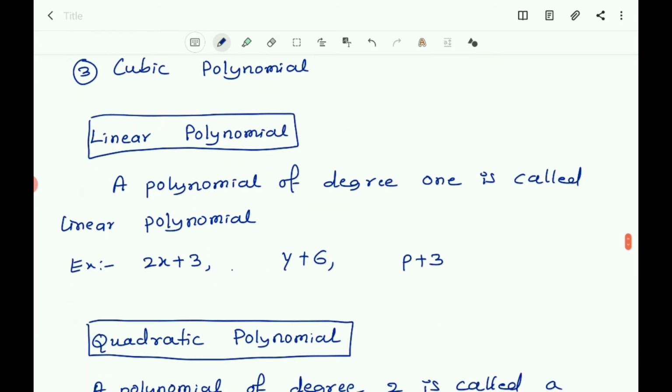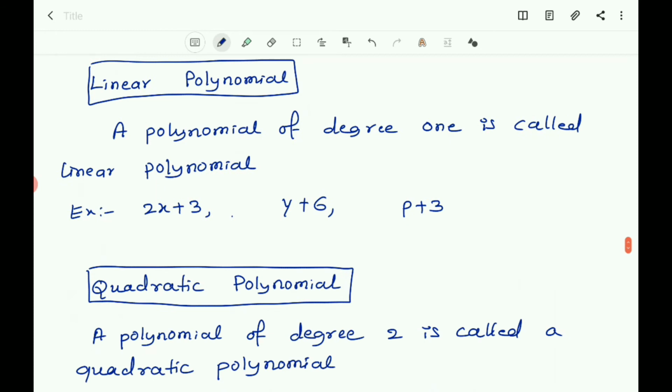Now, what is a linear polynomial? A polynomial of degree 1 is called a linear polynomial. Polynomial of degree 1 means the highest power of the variable in the polynomial is 1. Here you take some examples. 2x plus 3 is a linear polynomial. Even though it has two terms, it is a binomial and it is a linear polynomial.